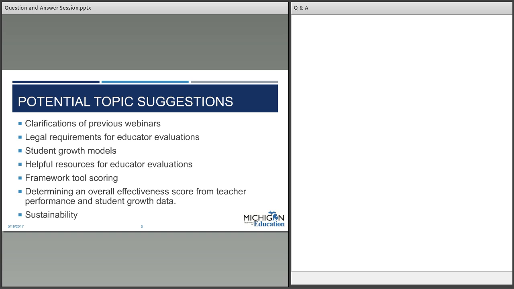All right, we have another question that has come in. In terms of sustainability, what is MDE's plan for monitoring how well districts are supported and how well implementation is going?